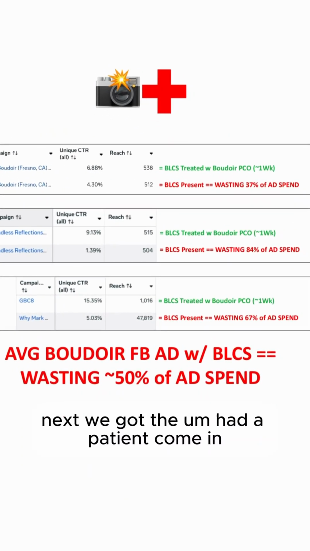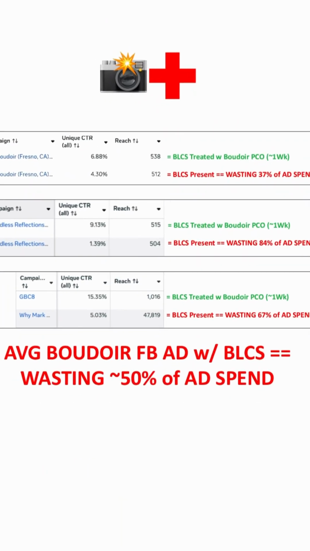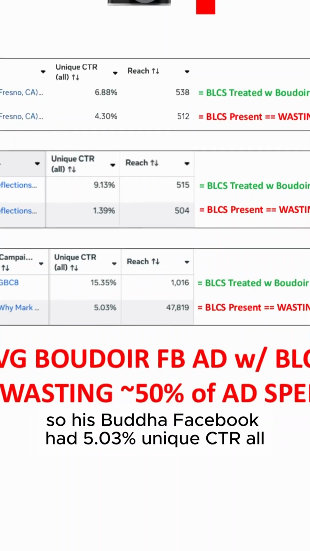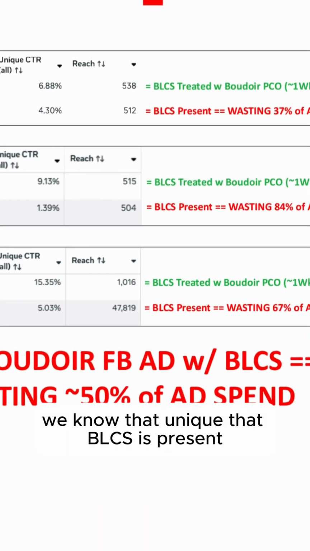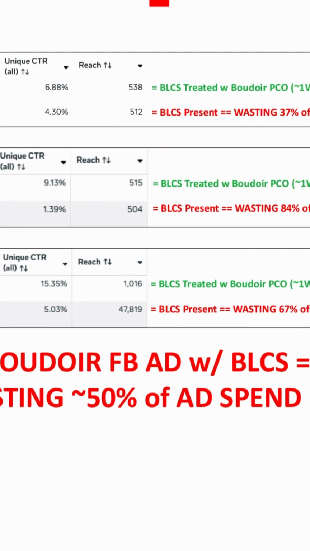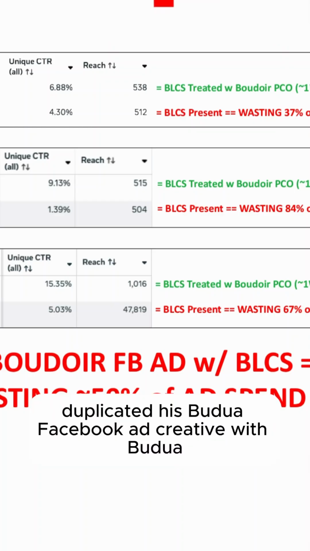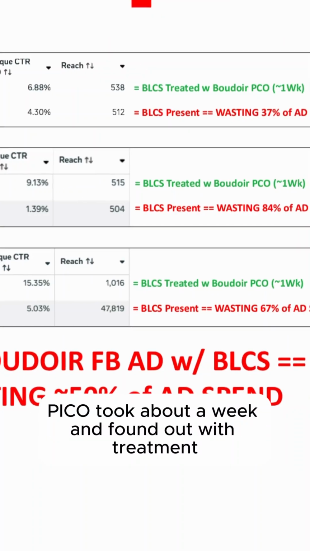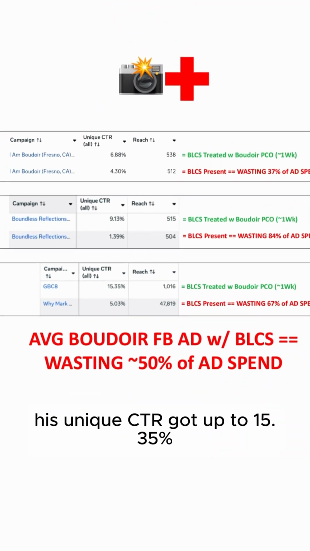Next, we had a patient come in. Saw his Boudoir Facebook ad, 5.03% unique CTR, so it's under 6%. We know that BLCS is present. So we duplicated his Boudoir Facebook ad, treated it with Boudoir Pico, took about a week, and found out with treatment, his unique CTR got up to 15.35%.